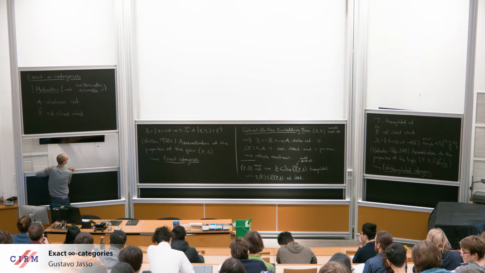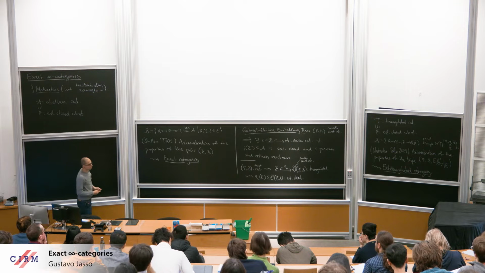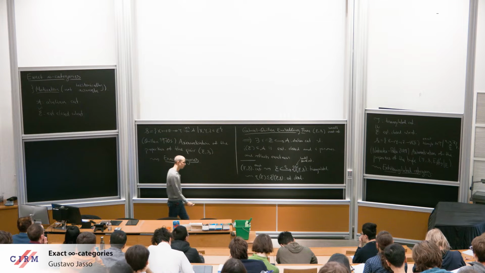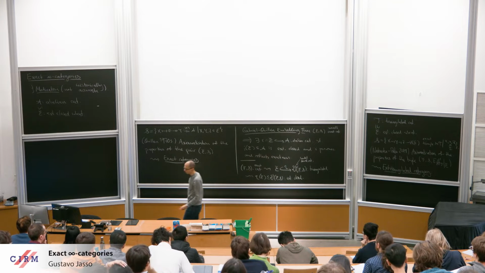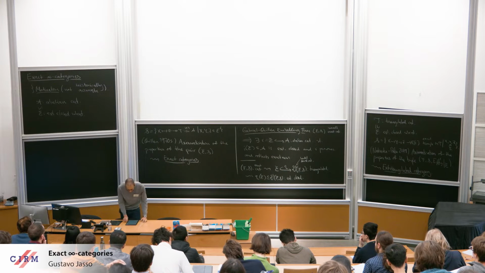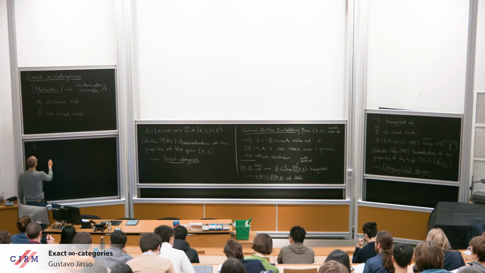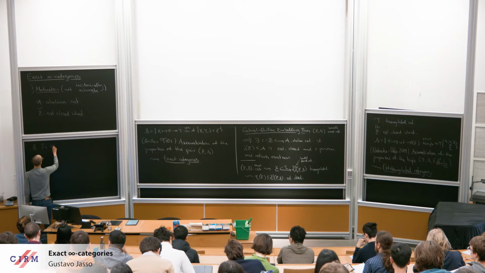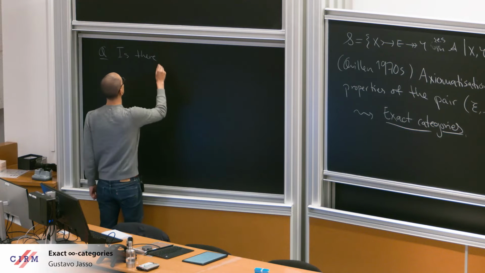Right. So now, just for purely abstract reasons, it is natural to wonder whether there is a variant of the Gabriel-Quillen embedding for extriangulated categories in the sense of Nakaoka and Palu.